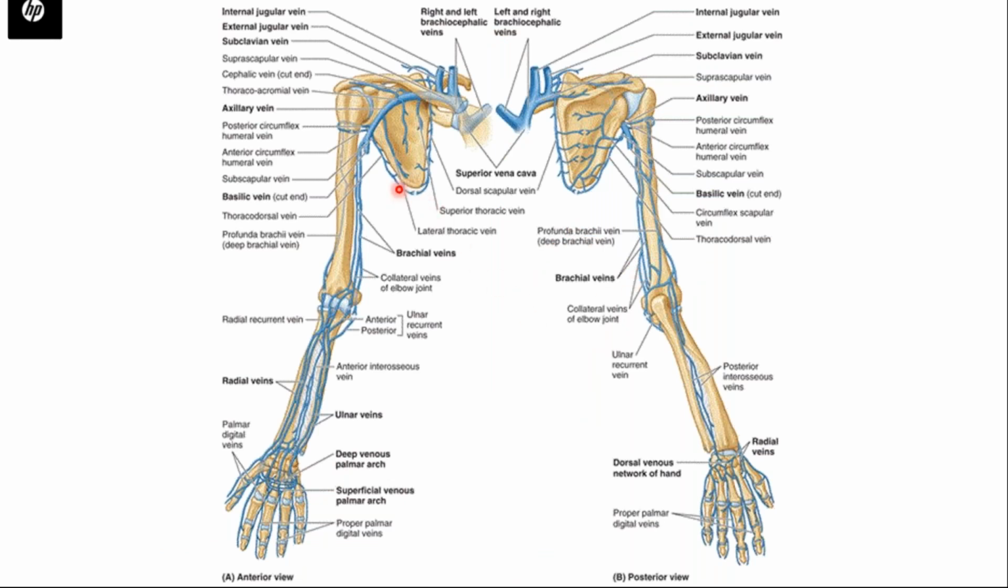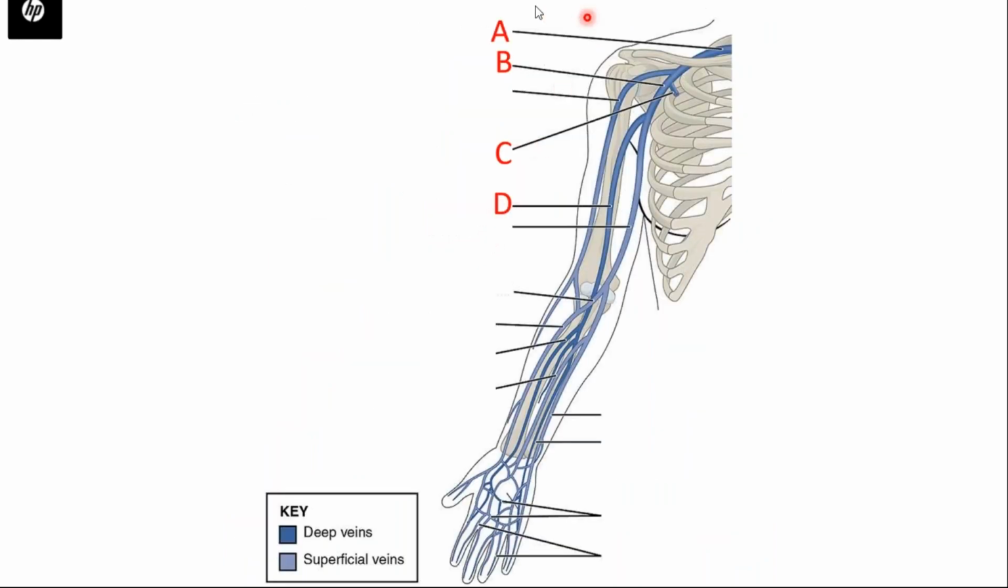Here you can see there is a vein which goes and drains into the axillary vein. What is that? Lateral thoracic vein. So that I just gave it, so that you will know what all the veins are. These are the veins which you need to remember.